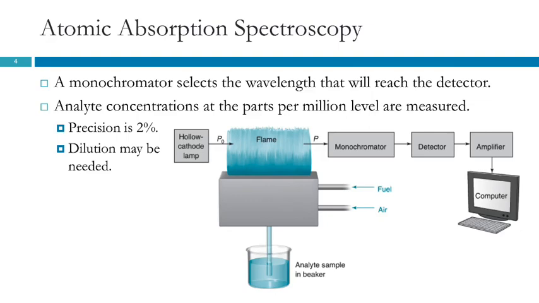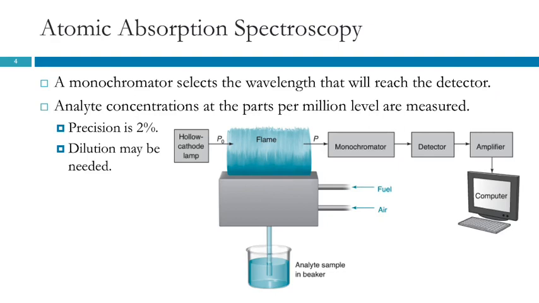The precision with this is 2%, which is not bad. It's very sensitive, and there's a limited range in which you can use it, because you can't overwhelm the flame. If you absorb too much of the light, you won't get a linear response curve. So if your solution is too concentrated, you may need to dilute it. I know in Chem 1A some of us do an experiment using milk. You digest the milk, and then we analyze the calcium. Well, there's way too much calcium in the milk, so we have to dilute it by a factor of 100 to use it on the instrument.